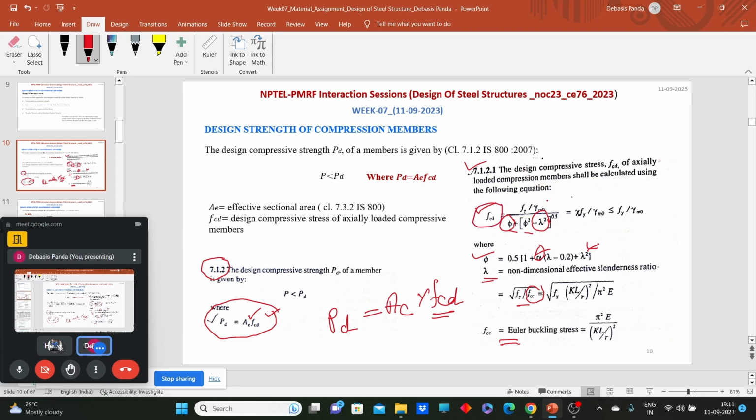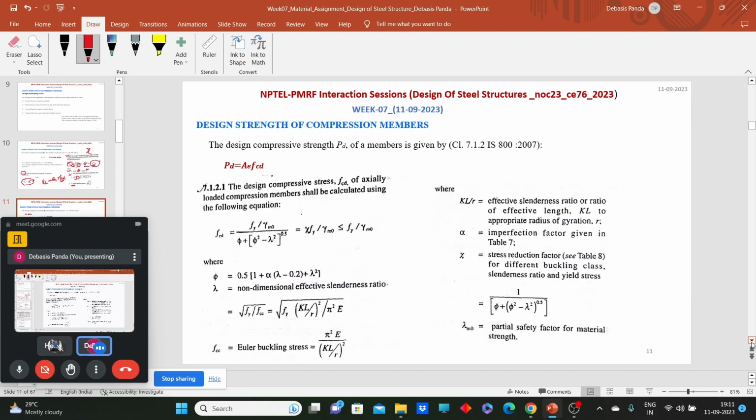But this clause says our FCD value, that means design stress value, is limited by Fy by gamma m naught. That means it cannot go beyond that value of Fy by gamma m naught, because in a compression member we consider yielding as the mode of failure. Now one thing is there with the value of Fy by gamma m naught, that is the chi value. What does the chi value mean? This caters for the stress reduction factor.